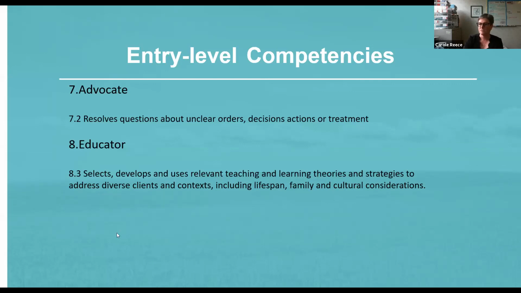We are advocates, resolves questions on unclear orders, decisions, actions, or treatment. An educator selects, develops, and uses relevant teaching and learning theories and strategies to address diverse clients and contexts, including lifespan, family, and cultural considerations. And again, I think RxFiles has, as they showed us with the diabetes, a lot of patient teaching materials that I think would be very helpful for a lot of people.